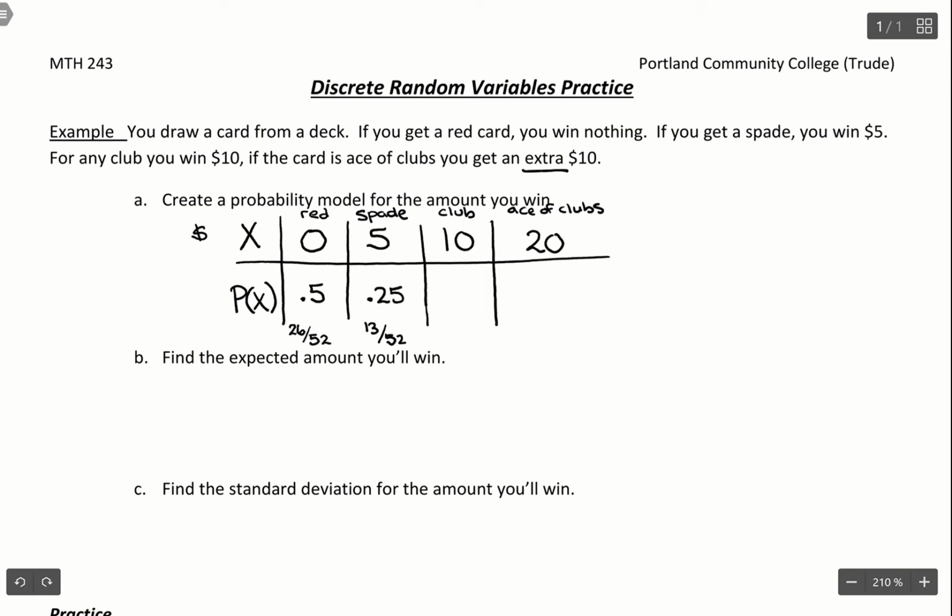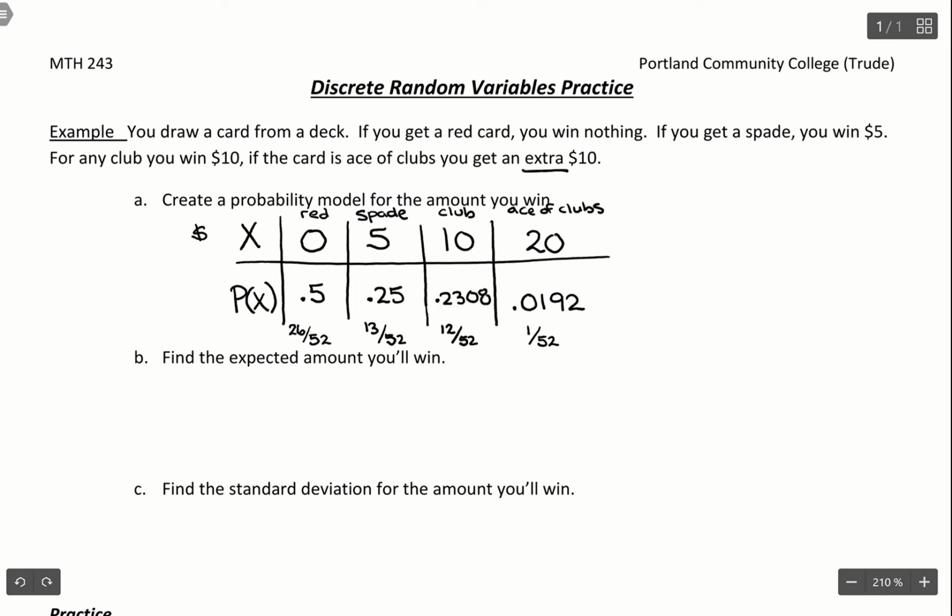Now, with these last two scenarios, there's an overlap. And what we want to remember is that when we add these up, it has to add up to 1. So what we can't have is counting the ace of clubs twice. So the idea being, ace of clubs, we could actually calculate that first. That's only 1 card out of all 52 cards, and that would give us a decimal of 0.0192. So when we pick that specific card, we get $20. Then for all of the other clubs, it's $10. So we used up one of the clubs, and then there's 12 clubs remaining out of all 52 cards. So this would have a decimal of 0.2308.